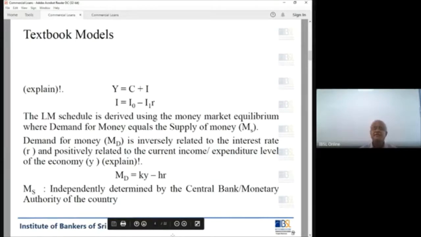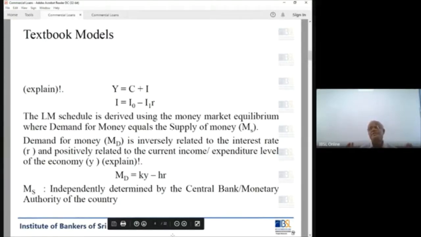Not only that, there's a positive relationship between income and the demand for money. When income increases, GDP increases, economic activities increase, and demand for money increases. So that is the demand for money function. To derive the LM curve, we use this demand function.